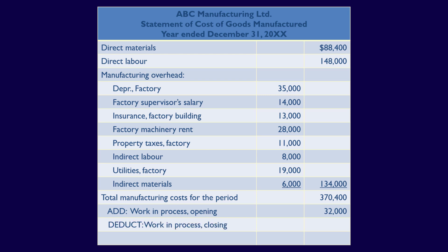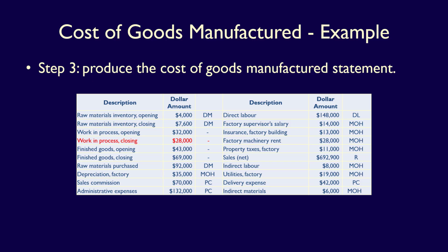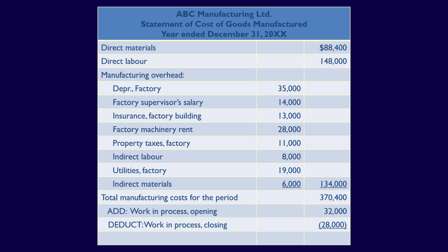We then deduct the products which, at the end of this period, are still unfinished and can't be transferred into finished goods. These items are still in the production process, called work in process closing. From our listing, we know this amount is $28,000. So we deduct this on the Statement of Goods Manufactured, $28,000. Remember, these products are unfinished at the end of the year and therefore can't be included in the cost of goods manufactured since they are incomplete. The final number is the cost of goods manufactured, all of the goods which finish the manufacturing process during the year.